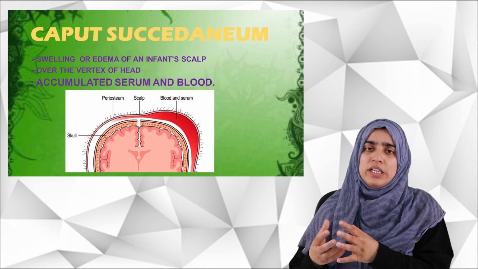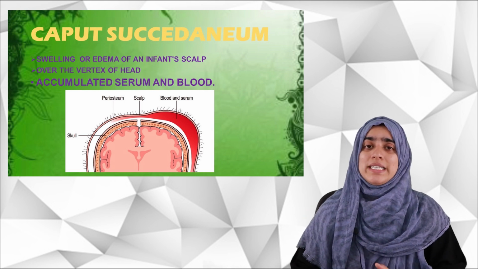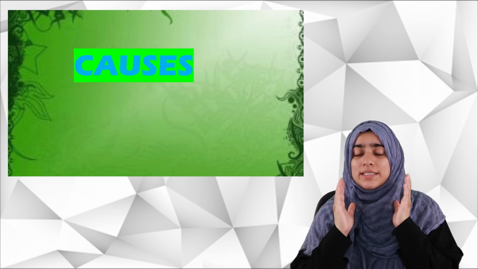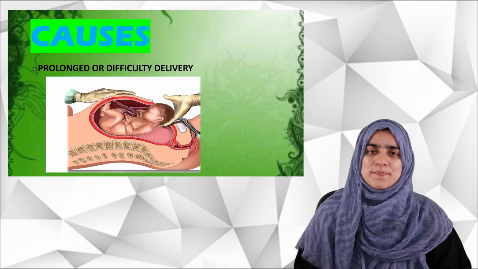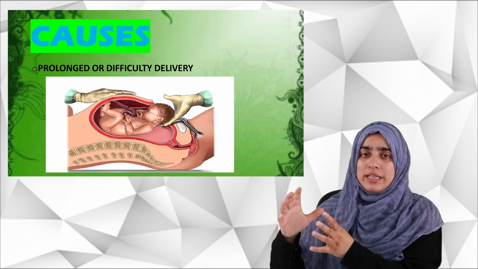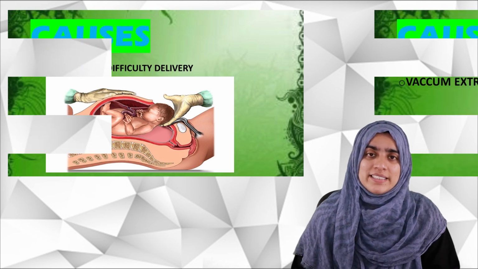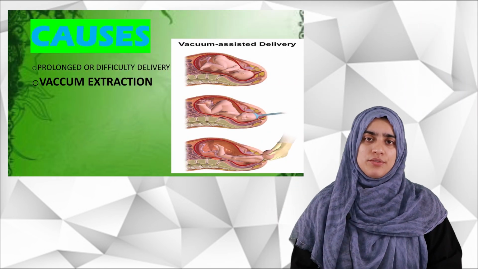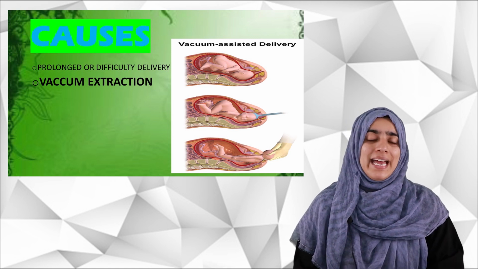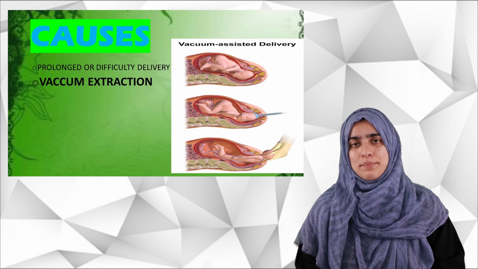Usually this swelling contains serum or blood, which is accumulated in the tissues above the bone. What causes this condition in the newborn? If the delivery is prolonged or difficult, that means the baby is not able to pass through the canal very easily. When there is a prolonged or difficult delivery, vacuum extraction is usually done, and that can also increase the chances of having caput succedaneum.